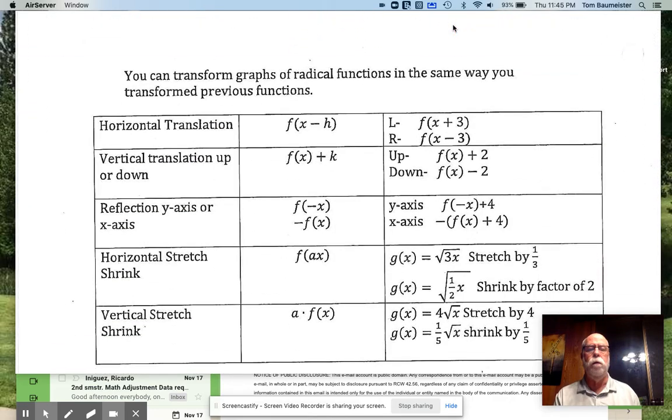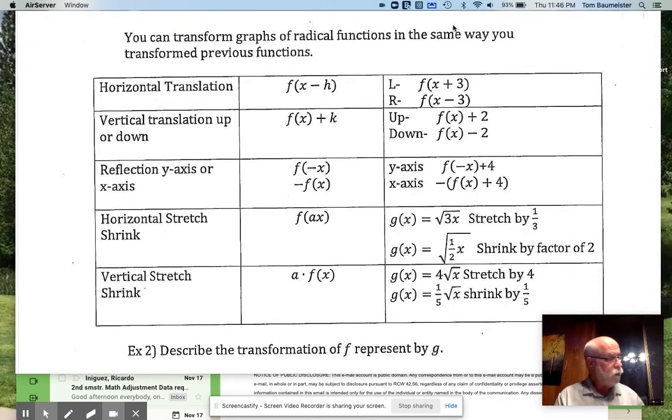Now I keep telling you, you can transform graphs of radical functions in the same way you've transformed others. So again, we've done this part before. We've done the horizontal translation. Again, it attaches to the x, and they're just giving you some examples here of x plus 3, x minus 3. Remember, I keep saying inside x, so if you see inside, it's in the parentheses there. On the outside, I say outside y, these are on the outside of the parentheses.